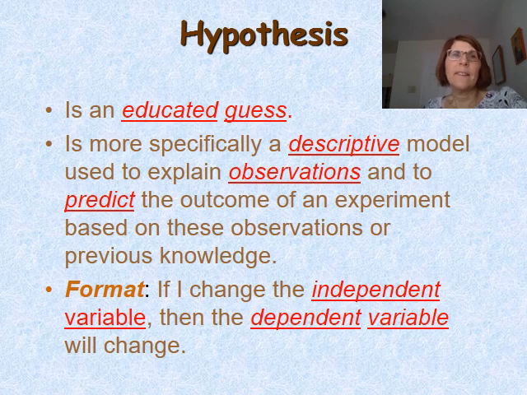So hypothesis is an educated guess. Basically, we use observations to predict an outcome. For instance, we can see around this classroom that our lab benches are black, they're shiny, they're smooth. Those are some observations. The format is: if I change my independent variable, then the dependent variable will change.